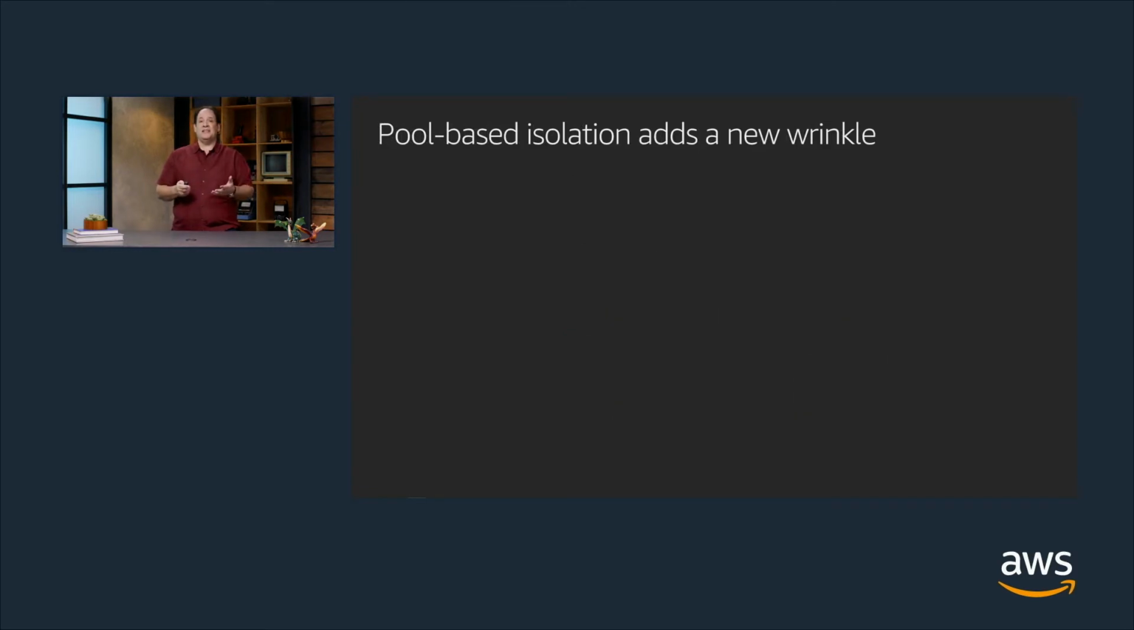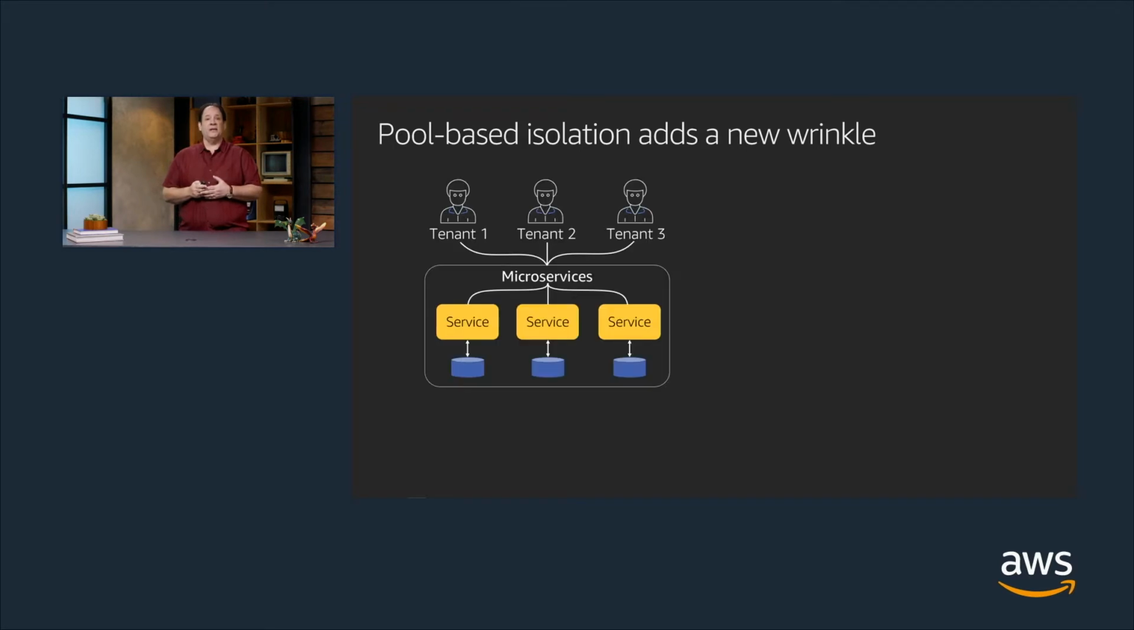Now, pool-based isolation adds a whole new wrinkle to this story, right? If we look at what it means to be in a pool-based model where we're going to share the resources, and now these tenants are coming in and sharing services and storage and all these other bits, we don't have these coarse-grained mechanisms to define the boundaries between our resources. So we have to get much more creative about building an isolation story here.